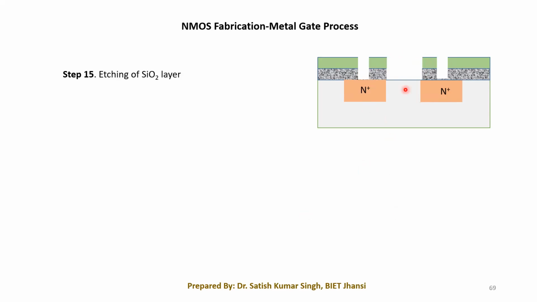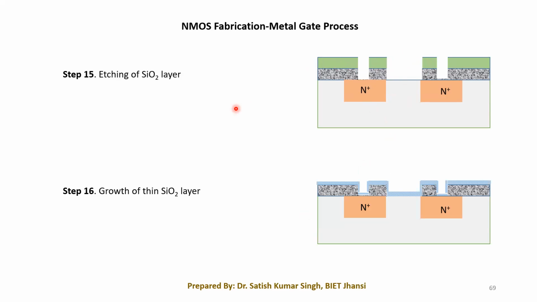After removing this SiO2 layer, we need to remove this particular photoresist. So again we have to use the piranha solution, and then all these layers should be removed. After removing this layer, we have to grow a thin oxide layer for the gate. We have to make a gate oxide layer, a very thin oxide layer. So after removing this, we have to grow a very thin SiO2 layer. A very thin SiO2 layer will be grown like this.